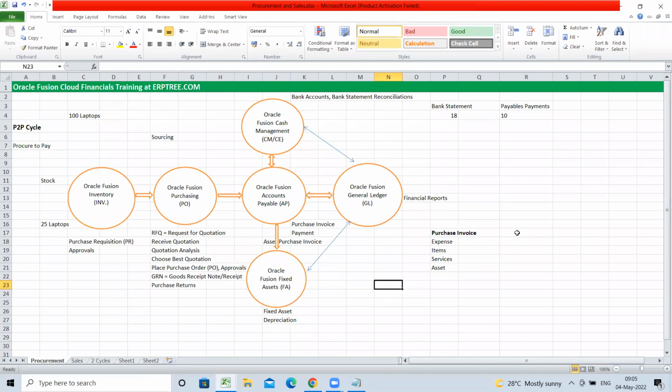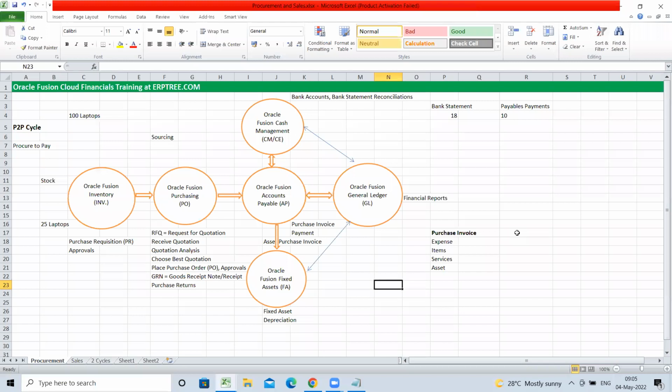If there is any shortage, the inventory department will raise the purchase requisition, and after getting the approvals, the inventory department will pass that approved purchase requisition information to the purchase department. Based on the purchase requisition, the purchase department will raise the RFQ, request for quotation. Then they receive the quotation from suppliers and do the quotation analysis. Finally, they choose the best quotation and place the purchase order with approvals.